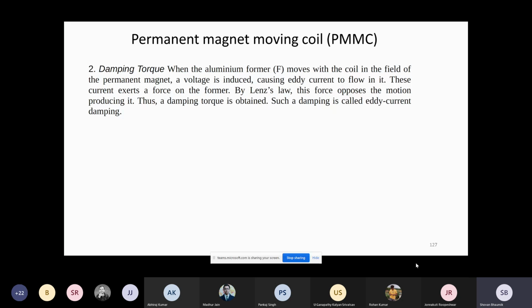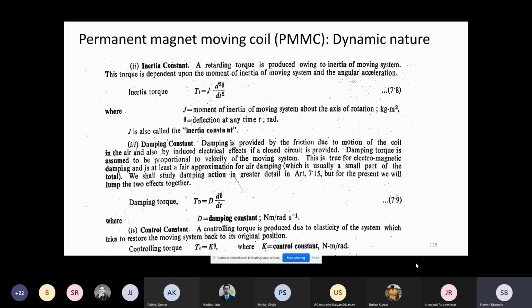There are mainly two types of damping we discussed earlier. First is eddy current damping, which is the most predominant, because current carrying coils are moving in the magnetic field. Another is air friction damping, which is not that predominant, it's a small amount. Now if we come to the equation of motion of a PMMC instrument, to know the transient response or the dynamic characteristics, we need to find out its transfer function.